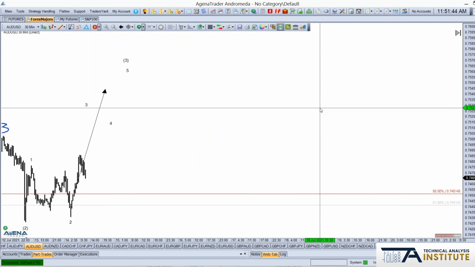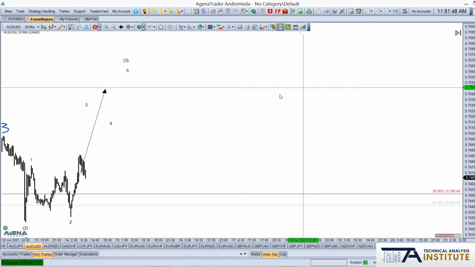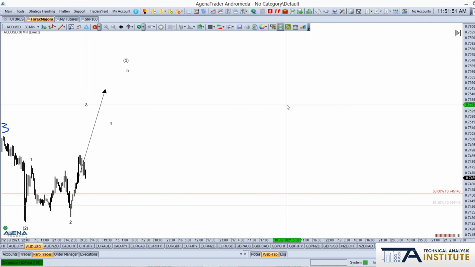I'm confused. Let me see. So that was a correction. But the corrections come after the impulses. Corrections don't come inside the impulses or anything like that. Correction comes after the impulses. So if you have 5 waves in one direction, what is coming? Everybody knows. You have said it a million times. It's an ABC. What comes after 5 waves is a correction.